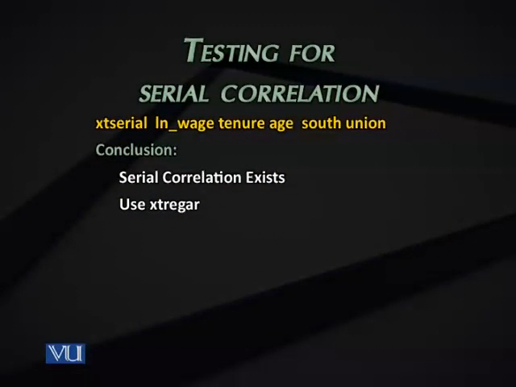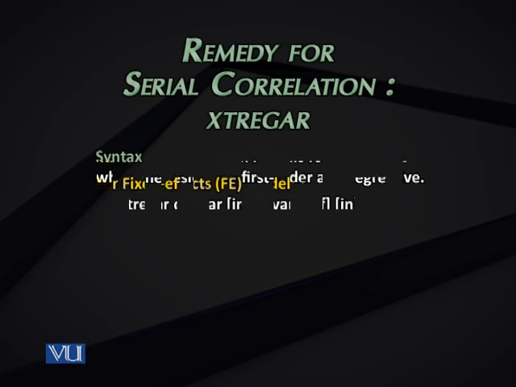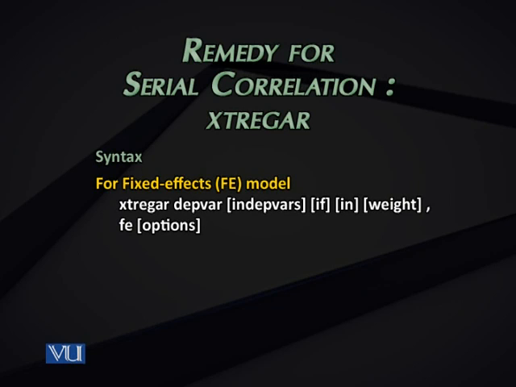Now, what to do if serial correlation exists? There is a command in Stata, xtregar, combined without space. This is the command that you will use in case you find serial correlation or autocorrelation in your regression. So xtregar fits regression models for panel data when the residuals have first order serial correlation. You can use it simply as you use xtreg with the name of dependent variable and the name of independent variables, by using the in or if conditions, by using weights, and there are some options as well. If you want to know about the options, you can write help xtregar and you will get the help window.